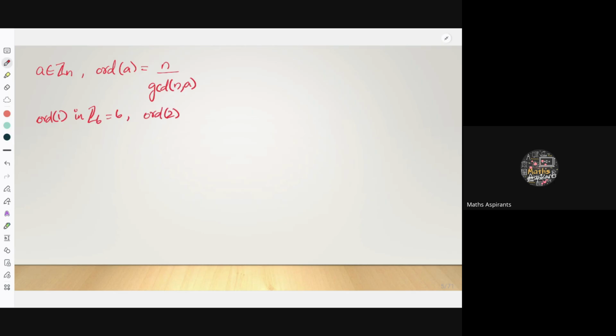Order of 2 in Z15 would be 15 divided by GCD of 2, 15. GCD of 2 and 15 is 1, so this would be 15. And order of 3 in Z20 would be 20 divided by GCD of 3 and 20. GCD of 3 and 20 is again 1, so this would be 20.